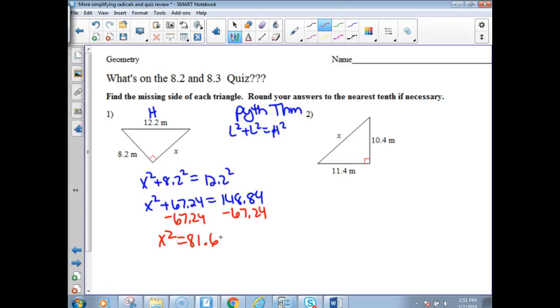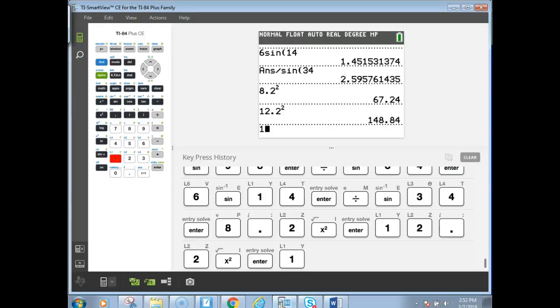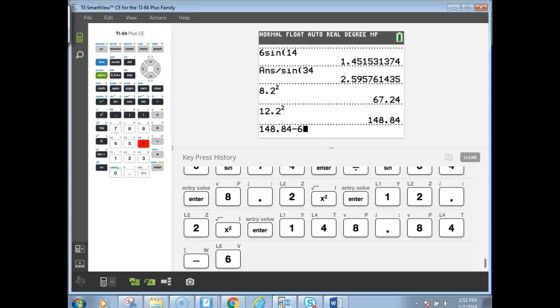8 minus 7 is 1. No, it's 81.6. Now you're going to take the square root of that. Was it 148.24? 0.84, sorry. Minus 67.24. I'll prove it on the calculator.